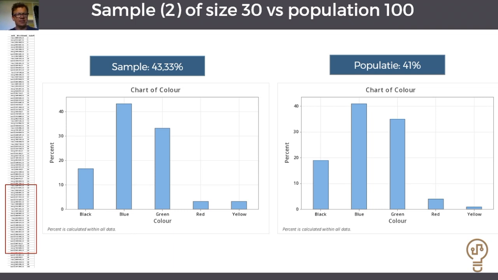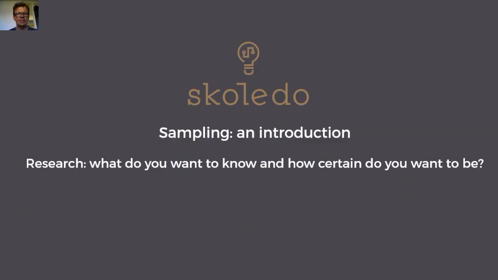And that's what's happening when you're taking samples. Most of the time you won't be hitting the exact true value. It's not necessary. But with a certain confidence, you can make statements about the interval where the value of the population will be caught. So get clear, what do you want to know and how certain do you want to be? That's an important question when you're doing research and take samples.